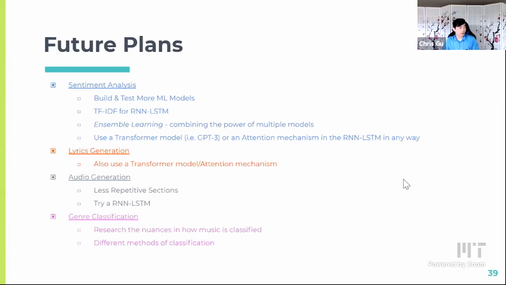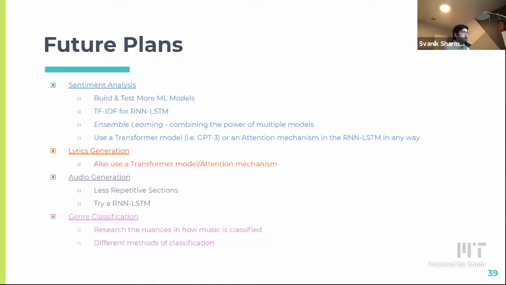So in terms of future planning, we definitely could have expanded upon sentiment analysis by building and testing more machine learning models, using TF-IDF for our RNN LSTM model, and ensemble learning, which is combining the power of multiple models to create more powerful prediction methods. For both sentiment analysis and lyrics generation, it would also be interesting for us to try using a transformer model or an attention mechanism for the RNN LSTM models.